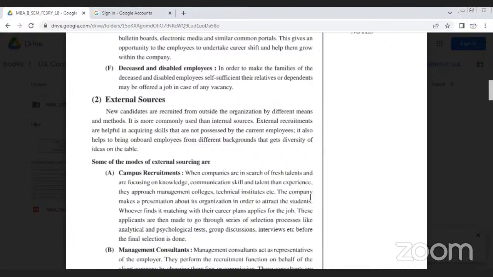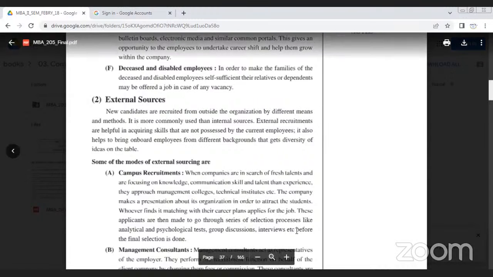These applicants are made to go through a series of selection processes like analytical and psychological tests, group discussions, and interviews, etc., before the final selection is done.